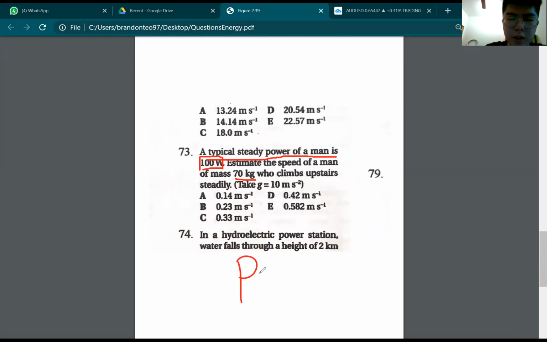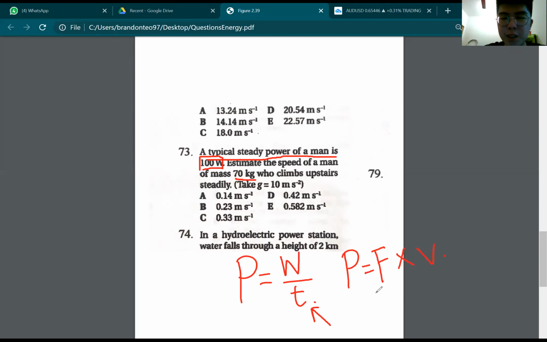So P, do you use work done divided by T? No, right? Because there's no time given here, and also the question asks you to find speed. So the other formula would be P equals F times V. P equals F times V.